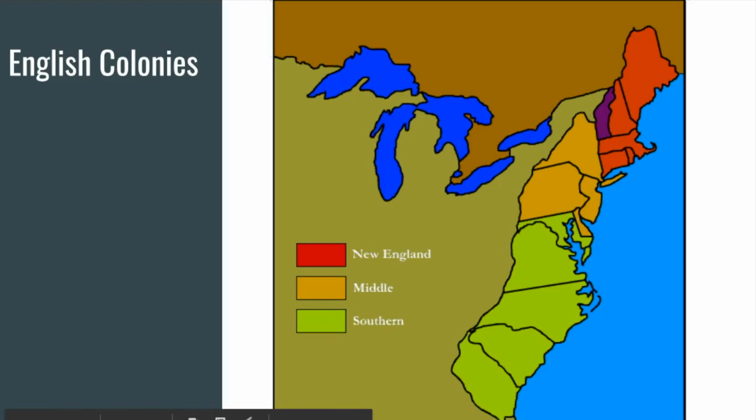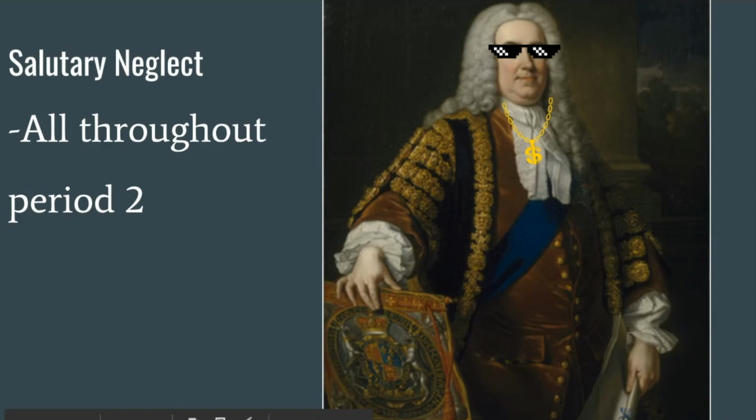Okay, so now we're going to talk about the English colonies. Basically, during this time period, salutary neglect was going on, and this was the policy of an intentional lack of enforcement by the British government on the American colonies.